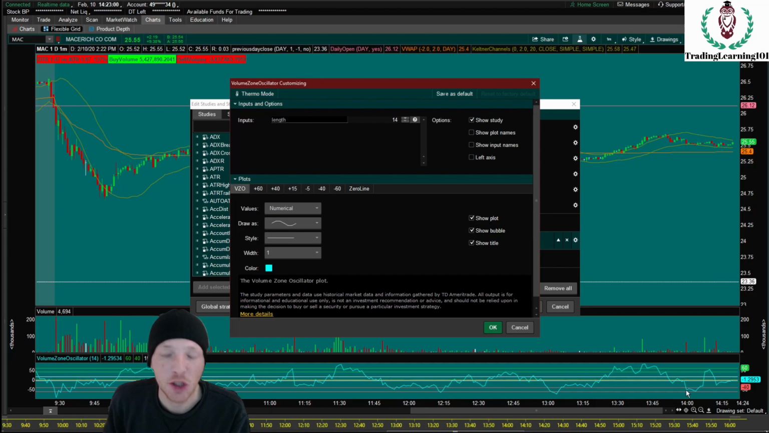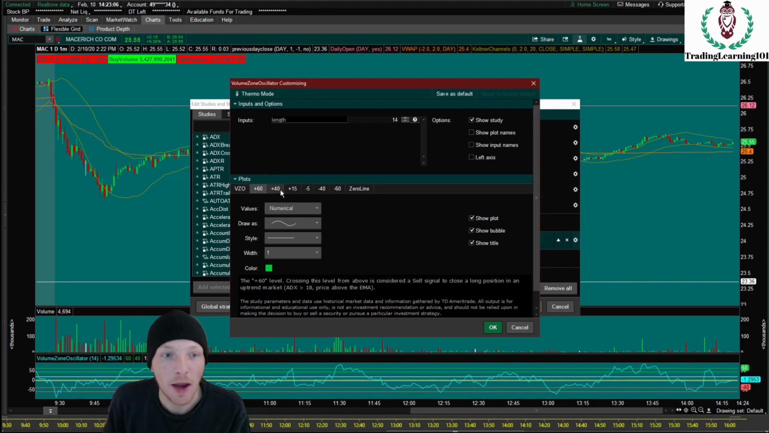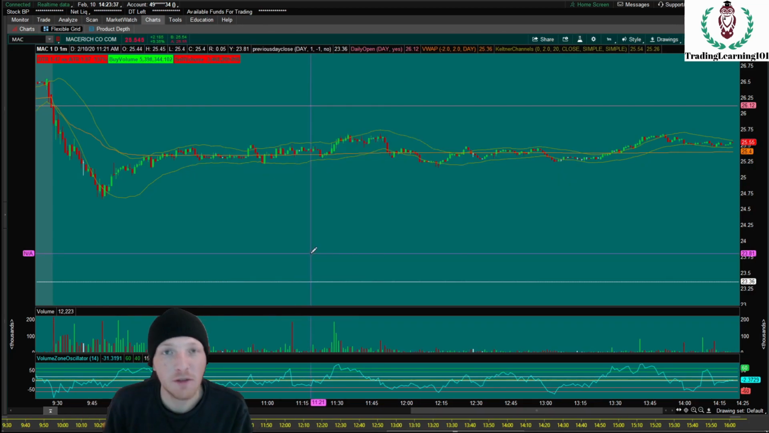If you wanted to change the colors of the volume zone lines, you could do that in the settings here. You can change the width of the line, the color, the style of it, and the length. And then use the volume zone oscillator with the volume subgraph.